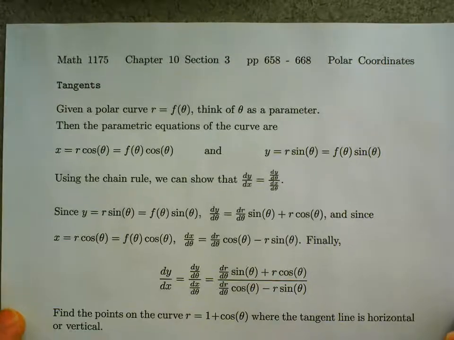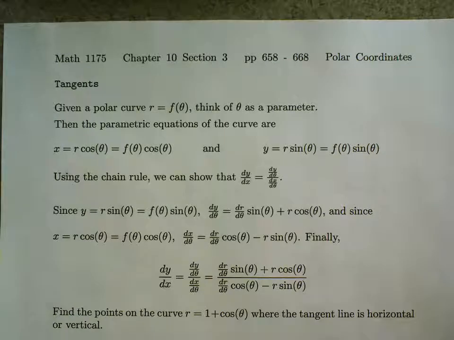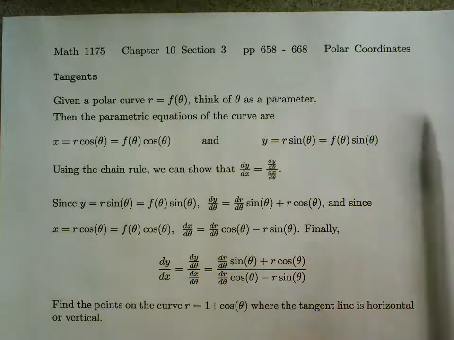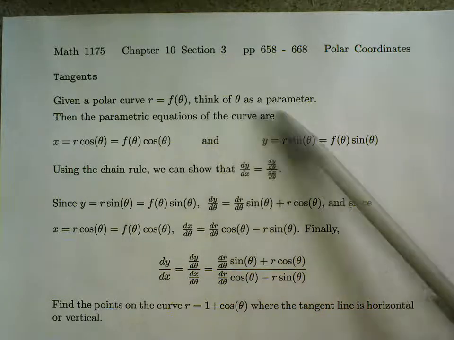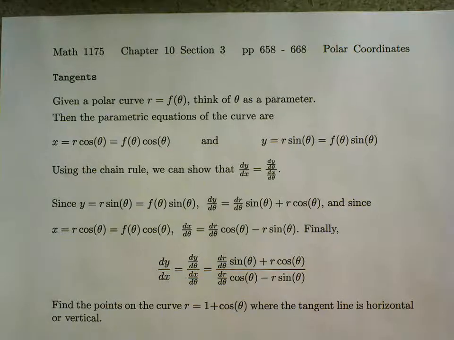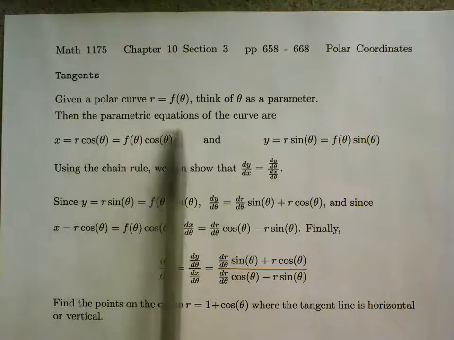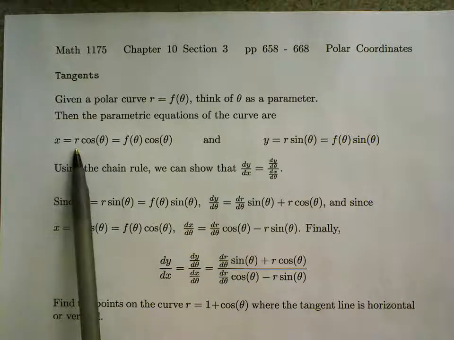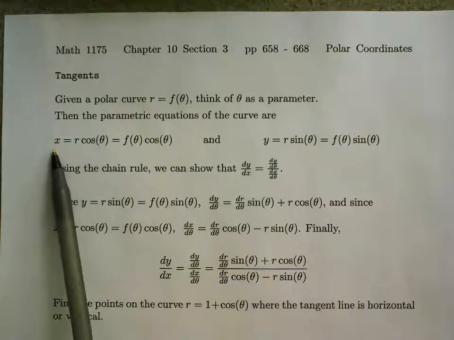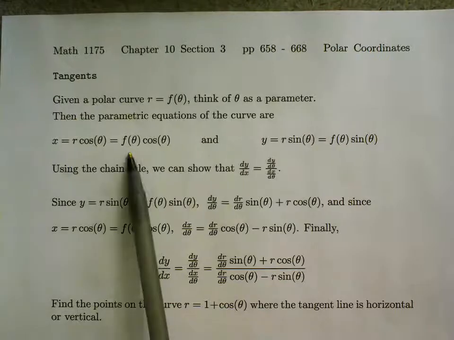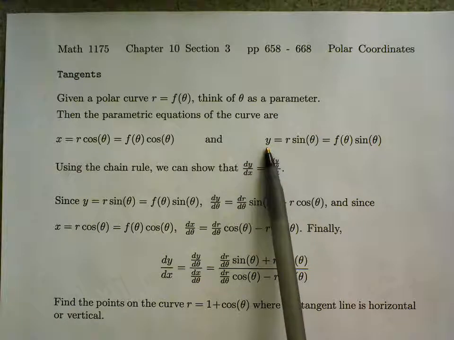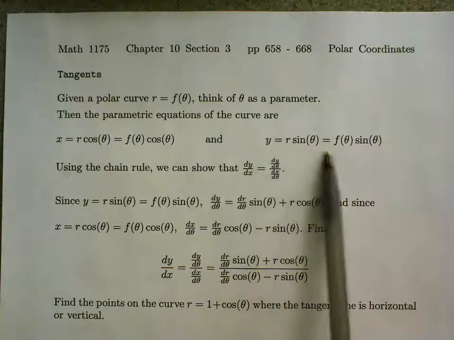Okay, so now we'll talk about tangent lines. Given a polar curve r equals f of theta, think of theta as a parameter. Then the parametric equations of the curve are x equals r cosine of theta, but since r is f of theta, x is a product of two functions of theta, f of theta times cosine of theta. And the same goes for y. Y is equal to r times sine of theta, or f of theta times sine of theta.